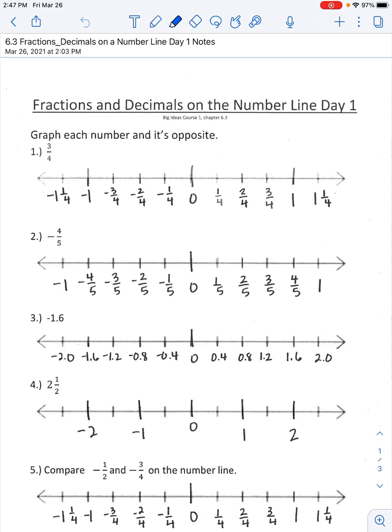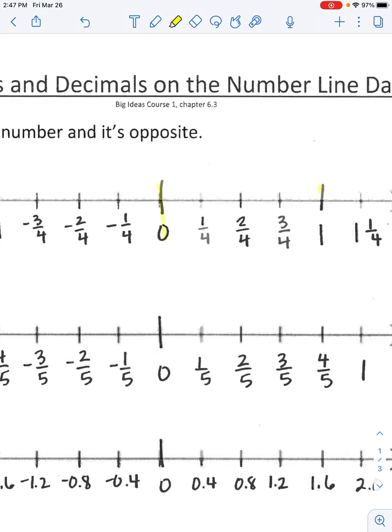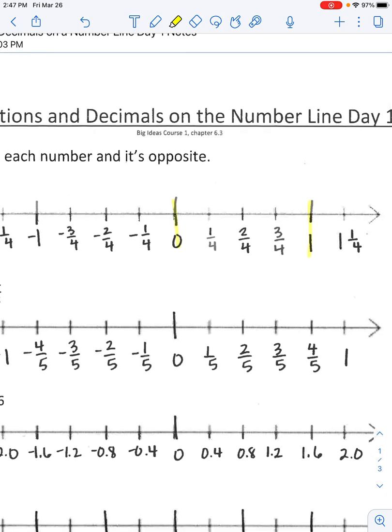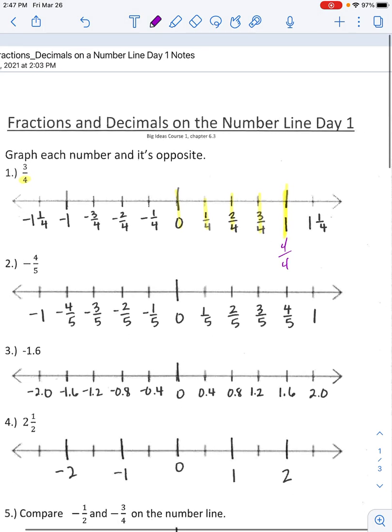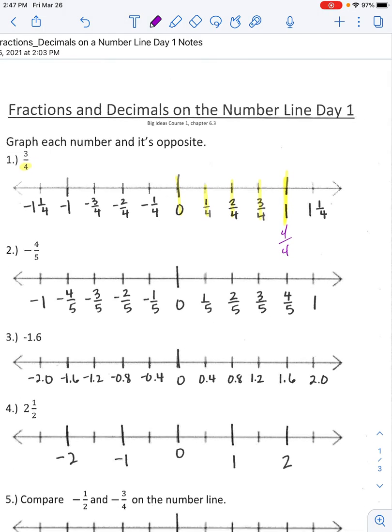Remember that if we're talking about putting 3/4 on the number line, that means the number line is cut up into fourths. So between 0 and 1, there should be 4 tick marks: 1/4, 2/4, 3/4, and then 4/4. 4/4 is the same as 1 whole. So between any two whole numbers, between 0 and 1, or between 0 and -1, or between 1 and 2, there's going to be 4 tick marks, each divided into fourths.